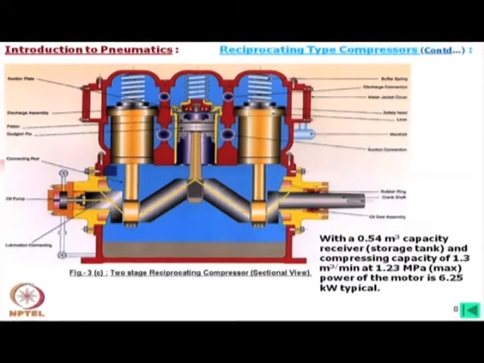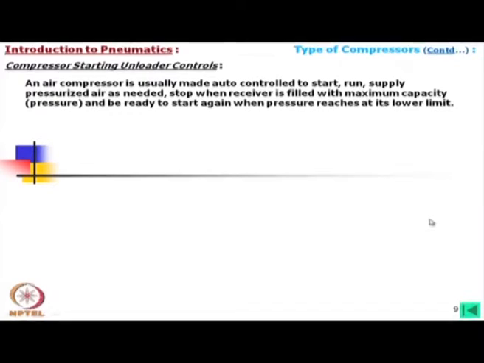At 1.23 megapascals, the power of the motor is 6.25 kilowatt, typical. If you calculate this pressure into flow rate, it will not be 6.25, but usually the efficiency of compressors is relatively poor. That is why at least you need 6.25 kilowatt, typical. We will calculate the sizing of such compressors.